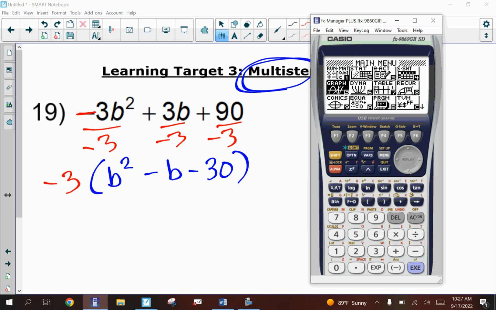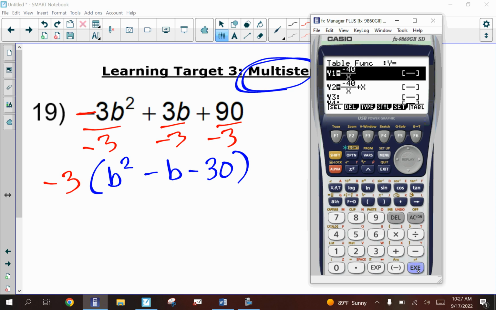So I'm going to go ahead and head over to the table, and I'm going to type in negative 30 divided by x, and then negative 30 divided by x plus x. And that's, again, the pattern on every single ABC problem that there is. It's always the number divided by x and then the number divided by x plus x.